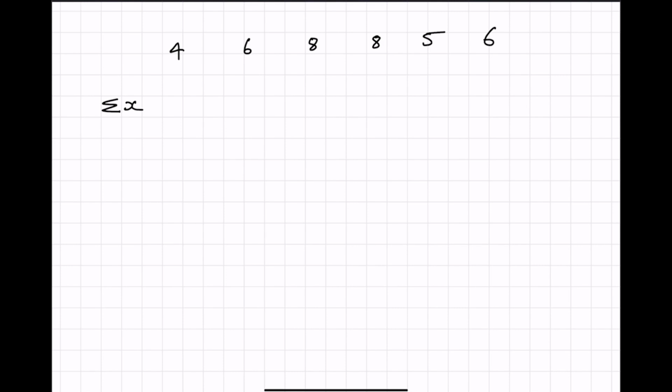The sum of x is equal to 4 plus 8 plus 6 plus 8 plus 5 plus 6, or whatever that is. So this is 10, 18, 26, 31, 37. So our sum of x is 37. Hopefully I got that one right, other than silly mistakes. But yeah, so we've got 37.